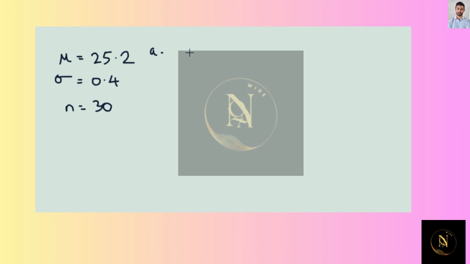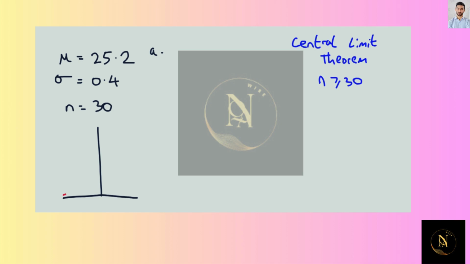In part A, we assume the manufacturer claim is true, so the population mean really is 25.2. What would we see in the sampling distribution? I'm going to refer to the central limit theorem, which states that as sample size increases, sample means become more and more normally distributed compared to the population. If n is at least 30, you treat them as approximately normal. So if we took every sample of size 30, took the means, plotted them out, we'd get something approximately normal.